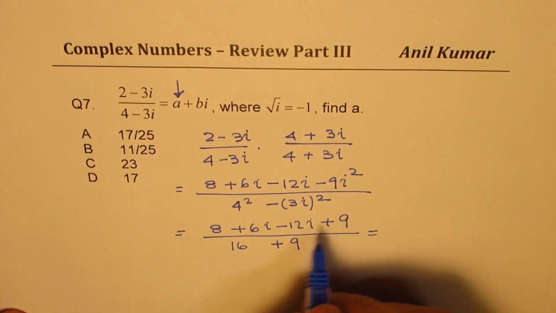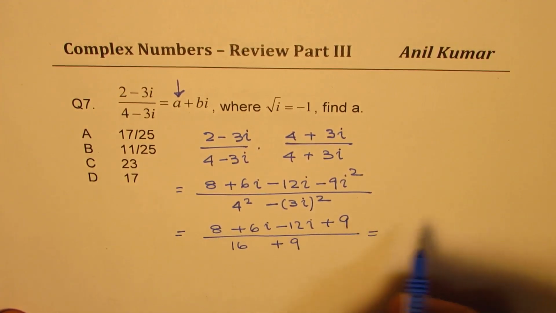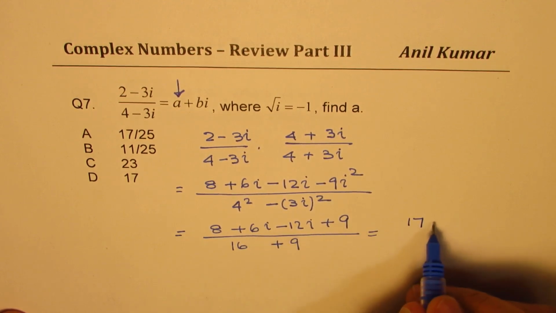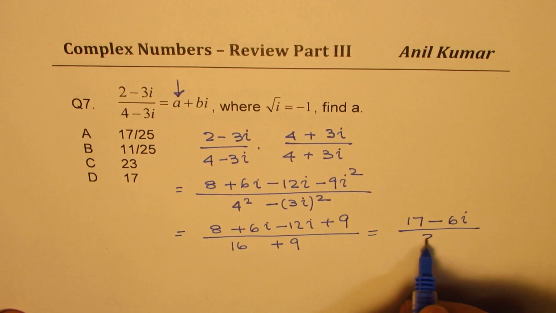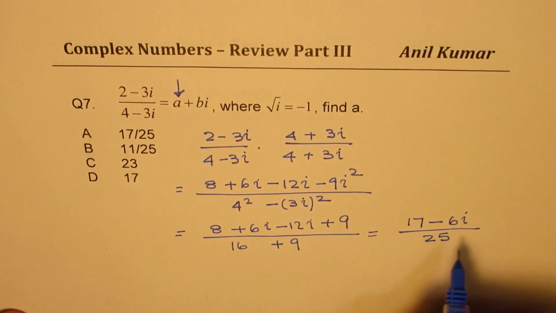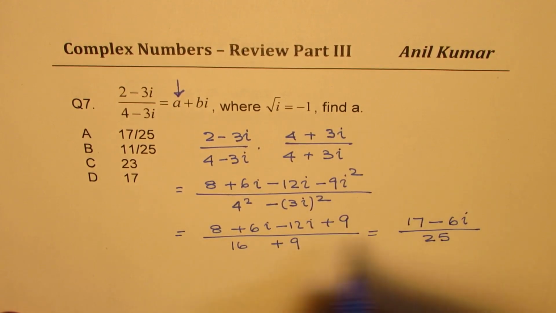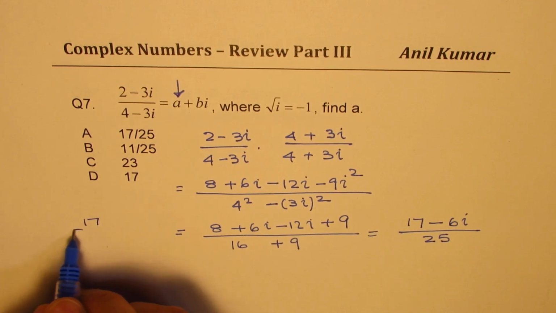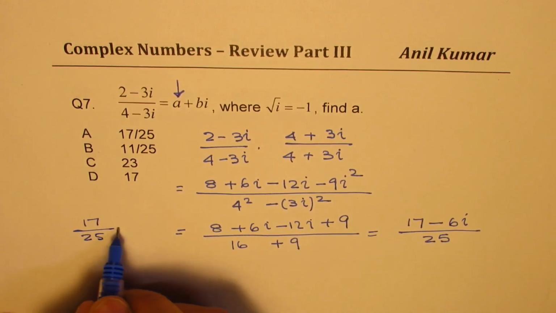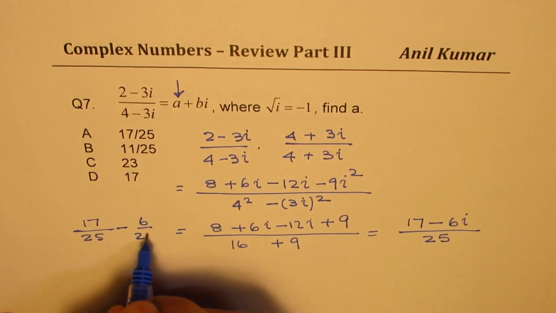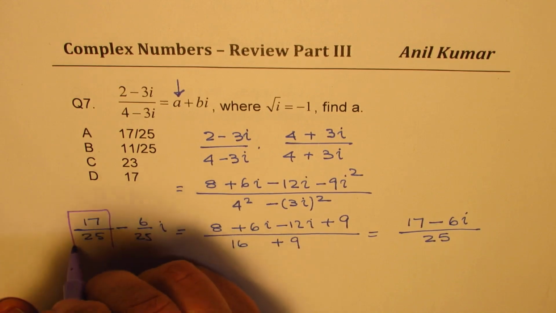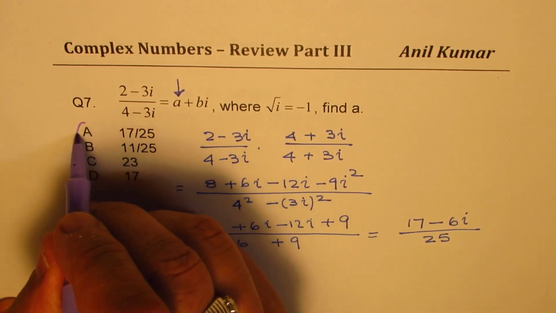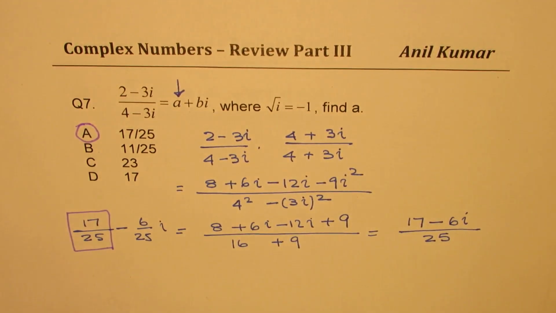Now we can add the like terms. 8 plus 9 is 17, and that is minus 6i, divided by 25. We need to find the value of a, which indeed is 17 over 25, right? Minus 6 over 25 i is the answer. So the value of a basically is 17 over 25, the real part. So option A is the right option.